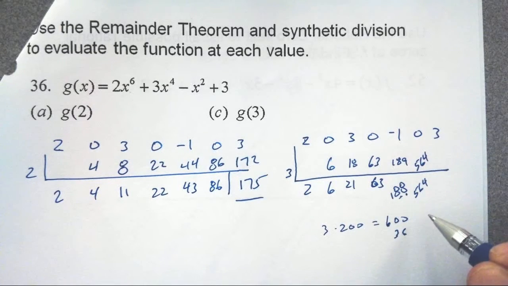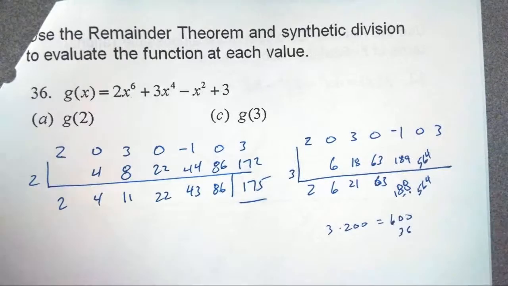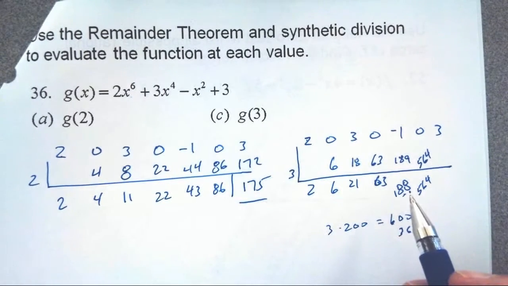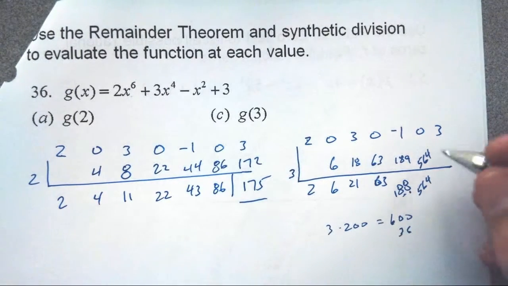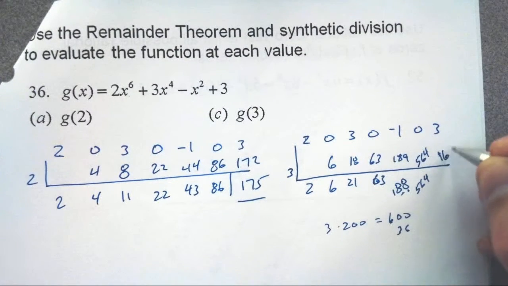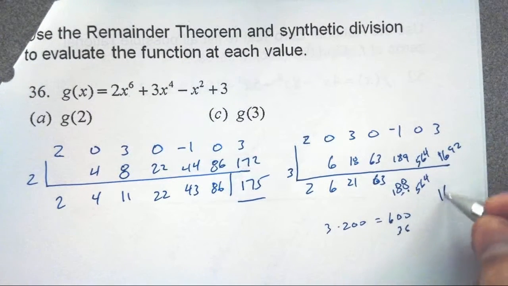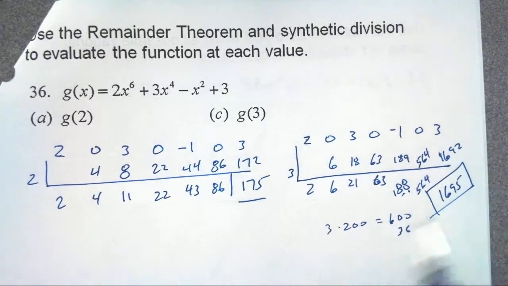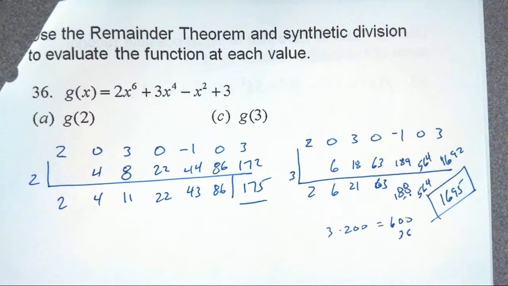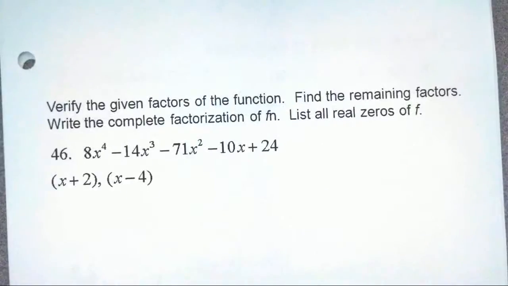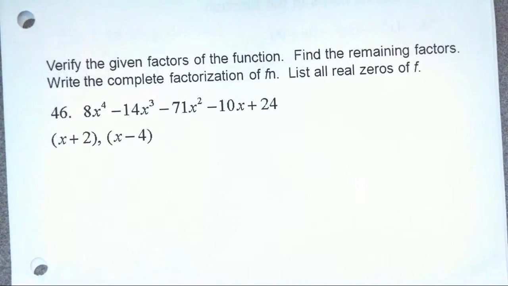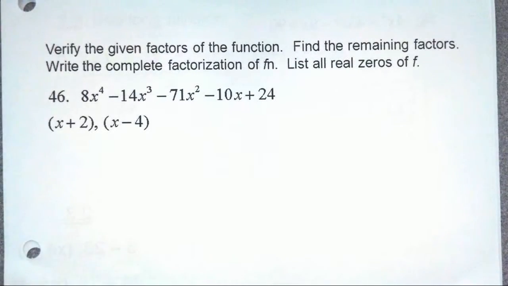564 times 3. I'm going to cheat and go to calculator at this point. So we've got 564 times. Now, as soon as I'm going to calculate, I'm thinking to myself, man, this might not be the best problem to do this way. 1692, add 3, I get 1695, and that is what G of 3 should be if I didn't make an error in that process.